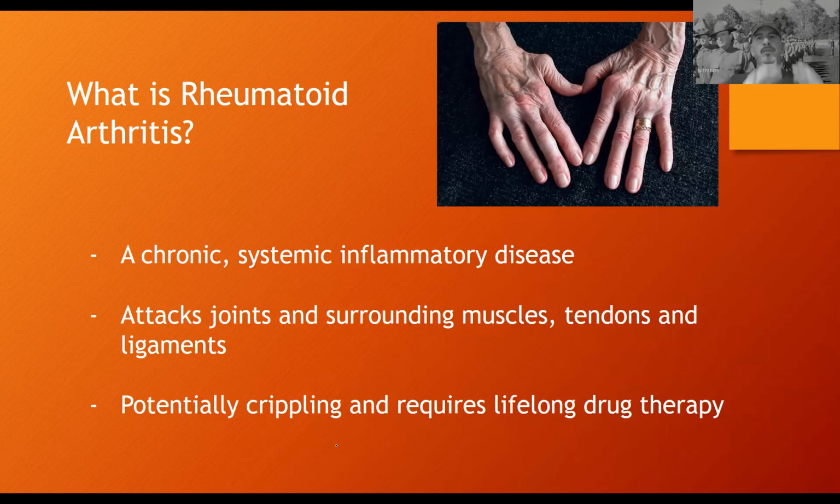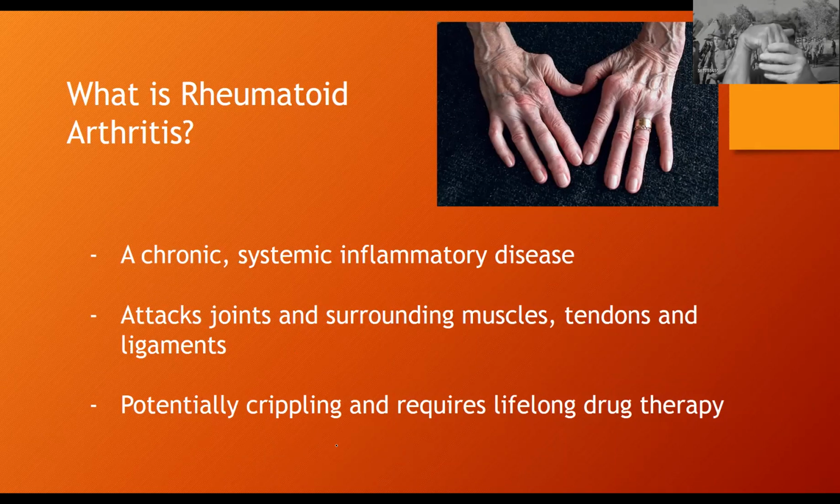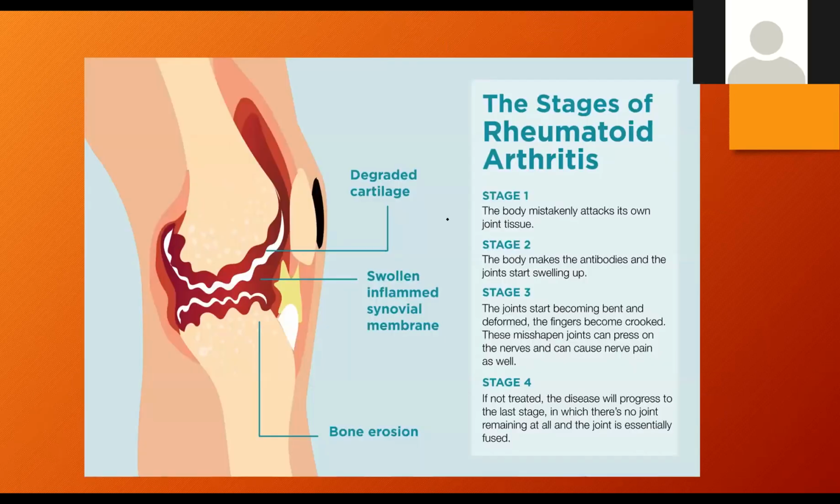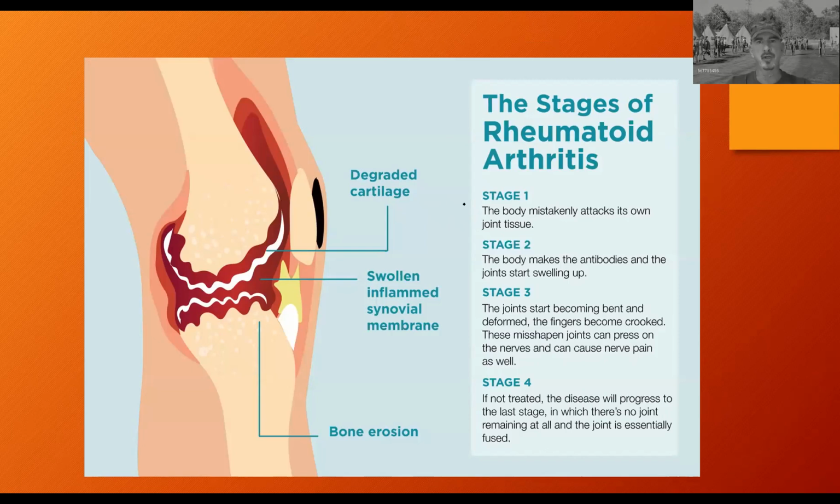Very crippling. You'll often see people with a very characteristic look. Their hands kind of have that tilted look to them when you see somebody with a really severe RA. Their fingers kind of go off at an angle, and that's a dead giveaway that they have RA. Here are the different stages of RA. You're not going to be expected to know these stages, but it's more for your own information.